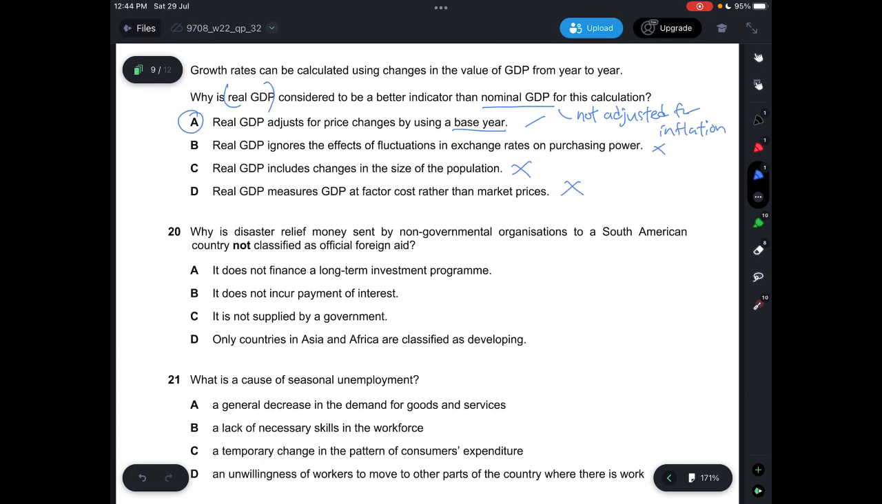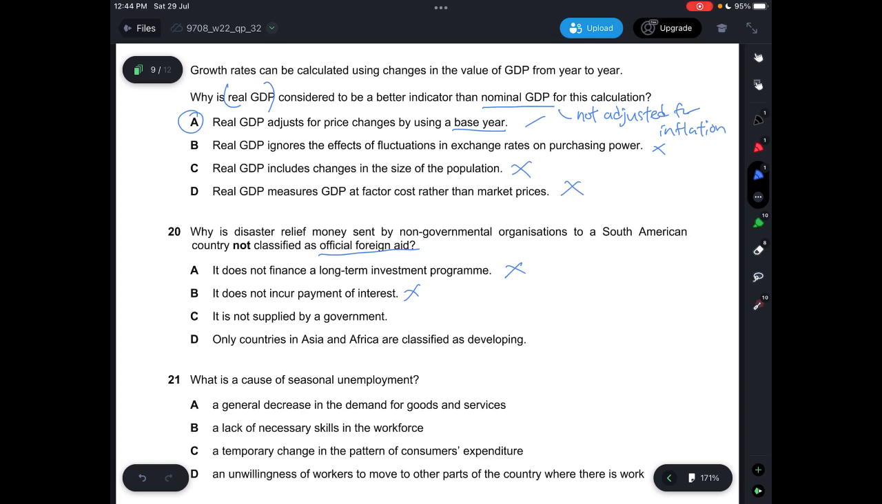Question 20. Why is disaster relief money sent by a non-governmental organization to a South American country not classified as official foreign aid? When we talk about official foreign aid in the balance of payments, it has to come out of the pockets of the government. So let's take a look at the four options. A, it does not finance a long-term investment program, which is incorrect. B, it does not incur payment of interest, which is incorrect. C, it is not supplied by government.